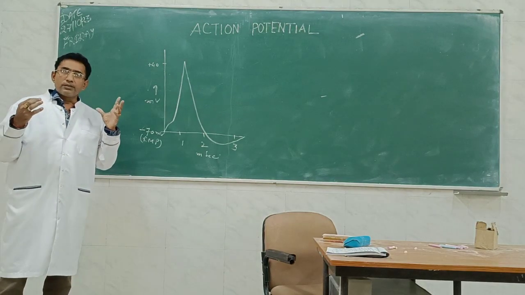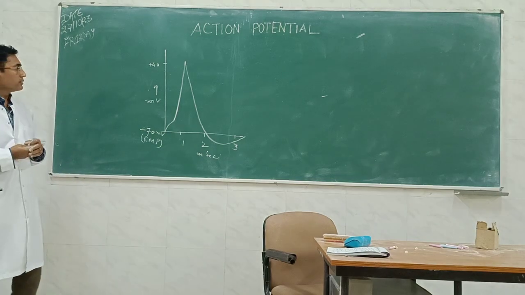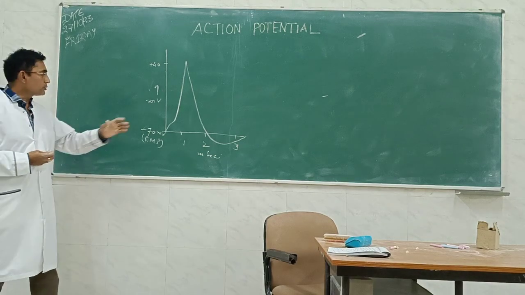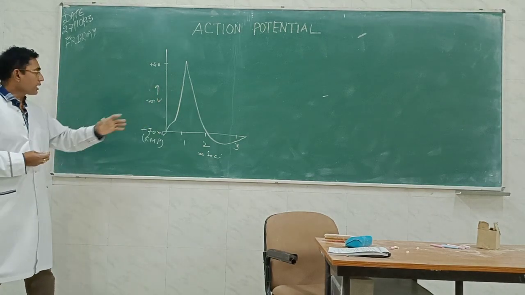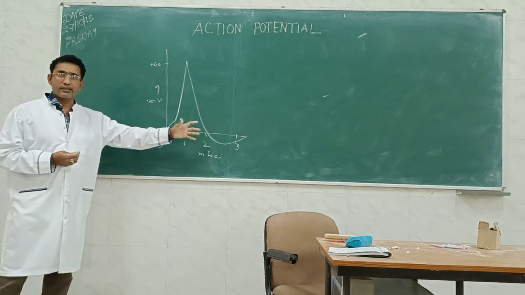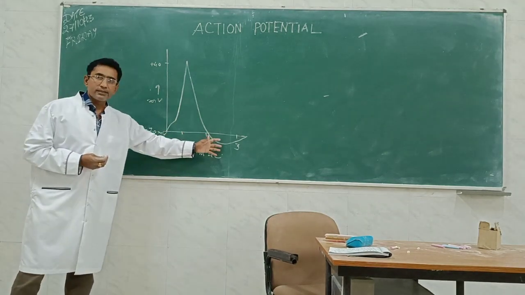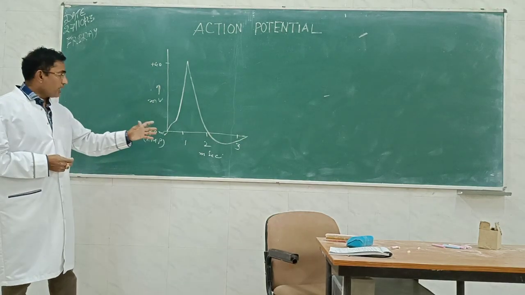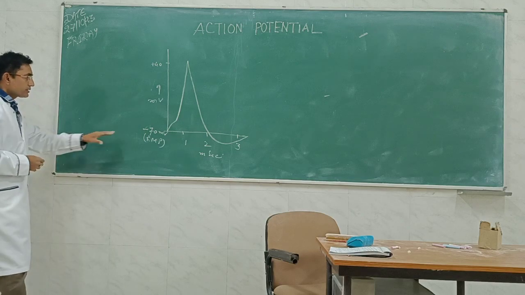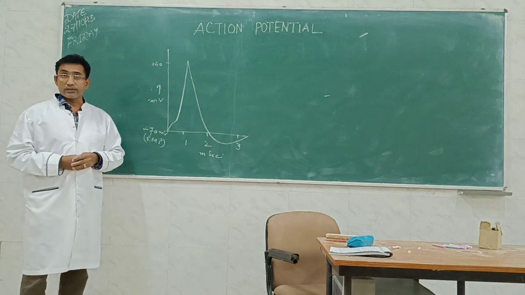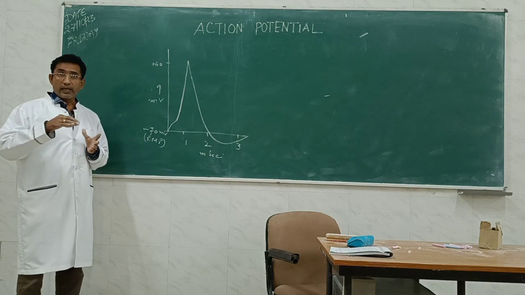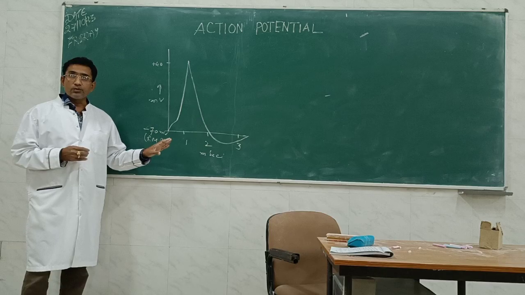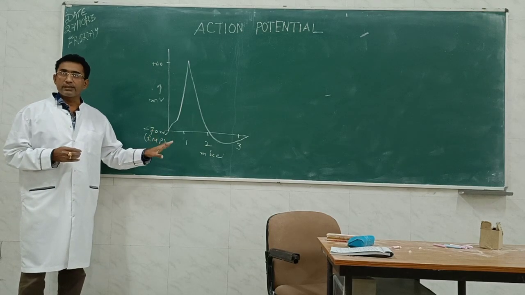Now, if we look at the diagram of action potential, which is plotted on a graph. The graph has a y-axis and an x-axis. The x-axis indicates time and the y-axis is millivolt. In this graph, we can see the resting membrane potential, which means the potential across the cell membrane at rest. The resting membrane potential in a neuron is minus 70 millivolt.